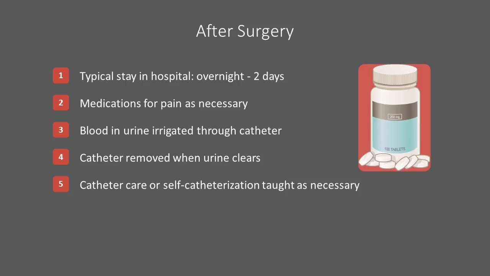It is important to understand that just a little bit of blood in the urine can look quite striking, but it does not necessarily mean that there is significant bleeding occurring. Bladder irrigation is continued until the drainage is felt to be clear enough to stop it.